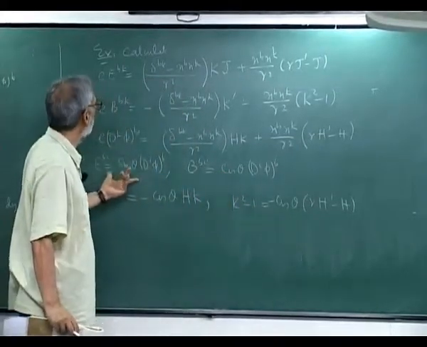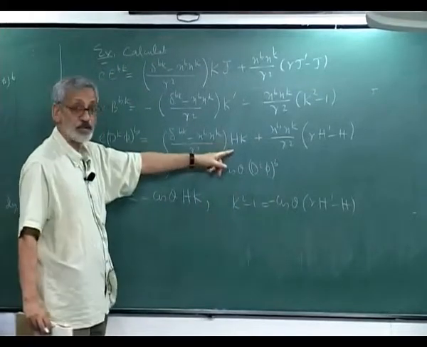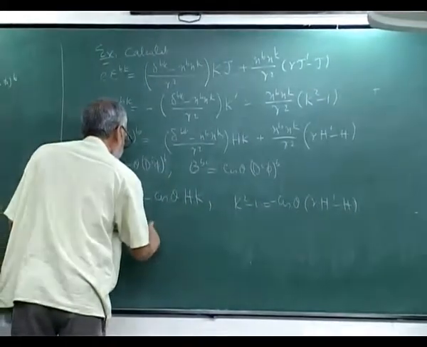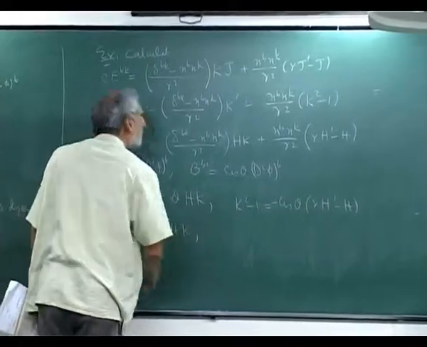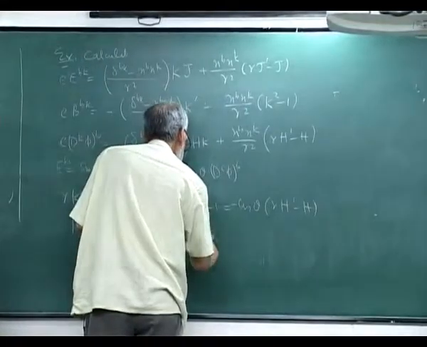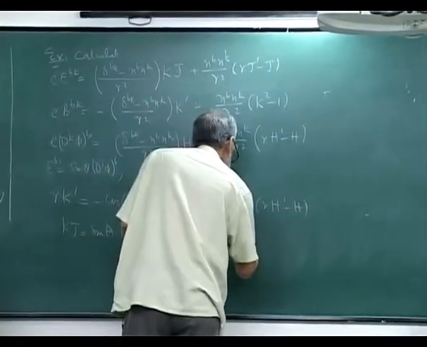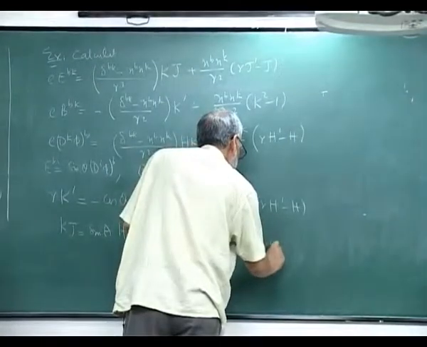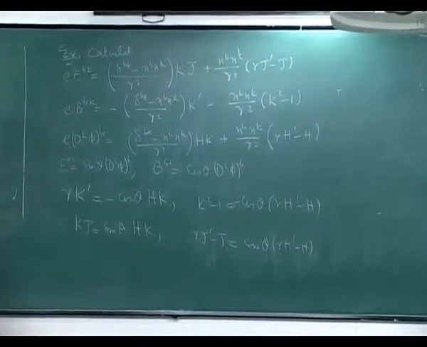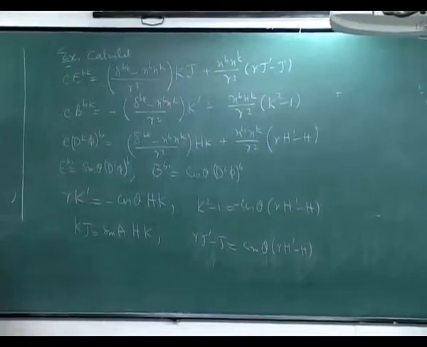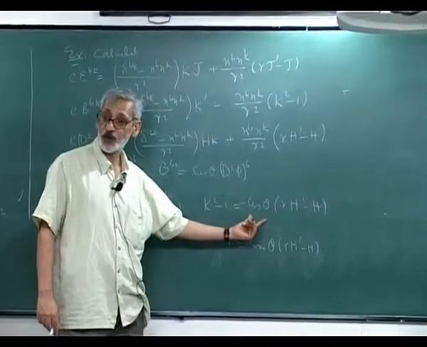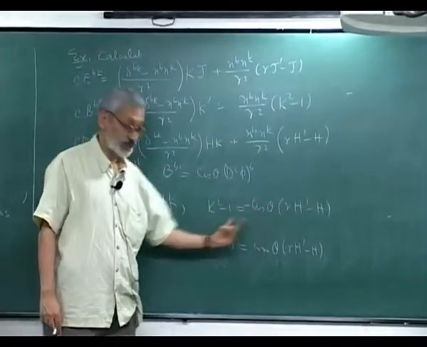Now the first equation is this and this, to be equated with a sign here. So K J is sine theta H K, and r J' J is sine theta r H' H. These are the same old equations except that there is a cosine theta factor here, a constant. These are the new equations.